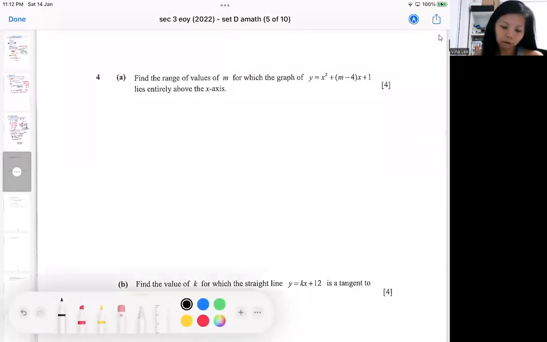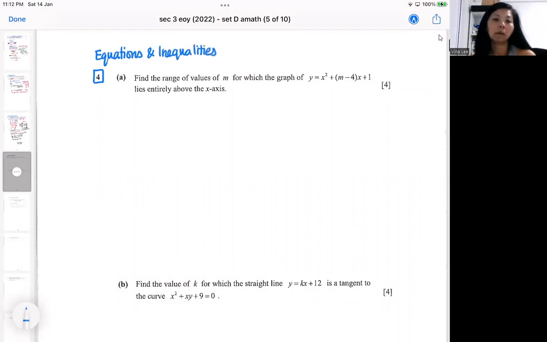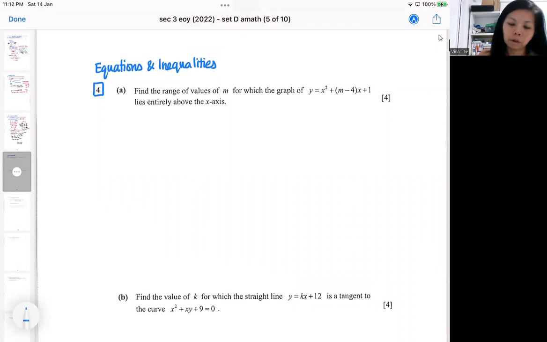Question 4 is the topic of discriminant. So this is the topic under equations and inequality. This is the topic where you got the condition of the roots corresponding to different number of roots. If you still remember, if you got 2 roots, the discriminant is positive. If you got 1 root, the discriminant is equal to 0. And if you got no roots, the discriminant is negative.